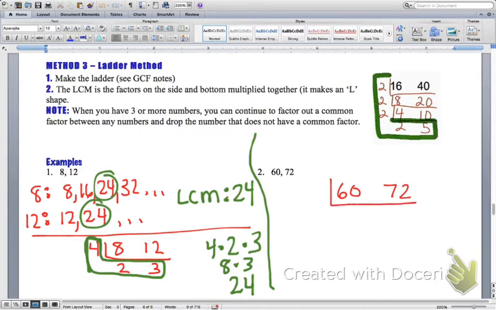All right, 60 and 72. These are both multiples of, depending on how you see it, you can probably say 6. So 6 times 10 is 60. 6 times 12 is 72. Then we're going to look at 10 and 12. Is there another common factor? Yes. These are multiples of 2 because they're even. So 2 times 5 is 10. 2 times 6 is 12.